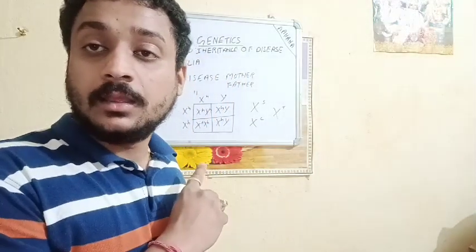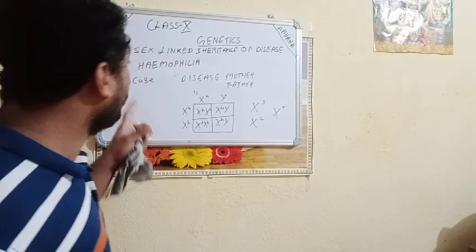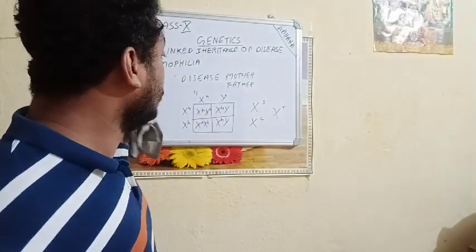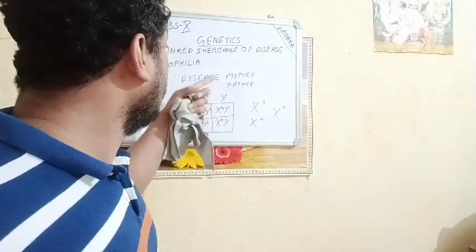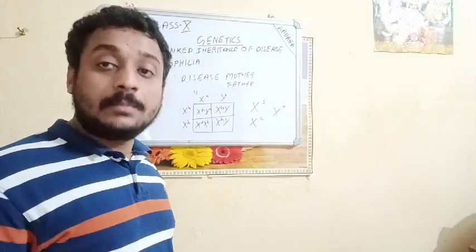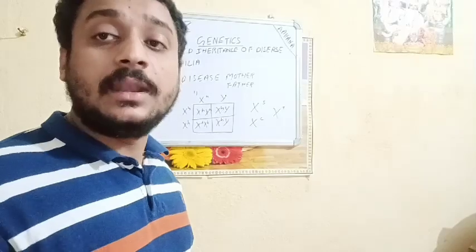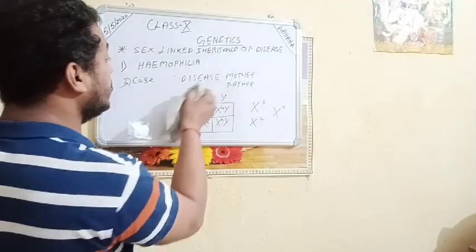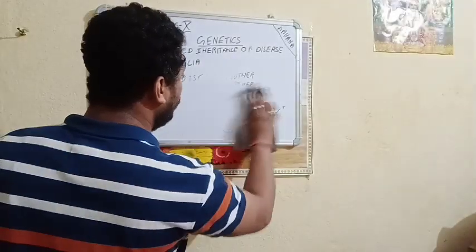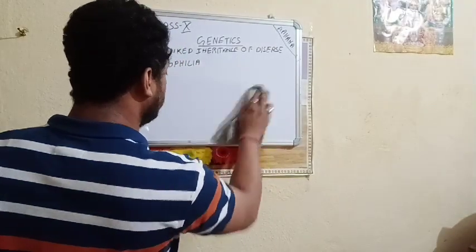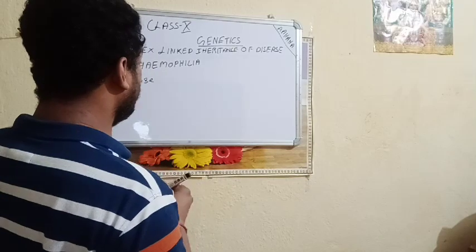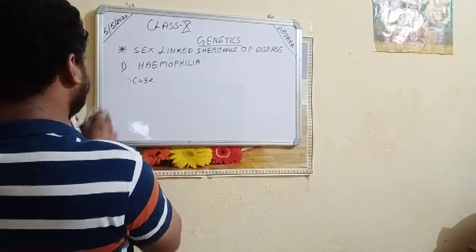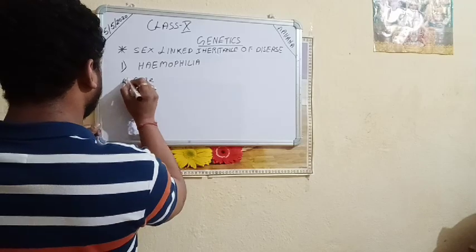So what will happen here? You can understand it very well. So I have taught you three cases: diseased mother with diseased father, carrier mother with healthy father, and diseased mother with healthy father. Now let's say the father is diseased and the mother is healthy. So again we will do the same. Let us see one more. Case number 4. If the father is diseased and the mother is healthy.